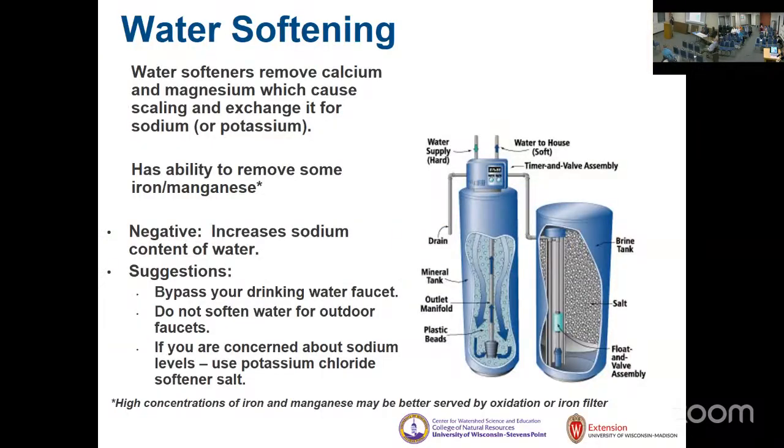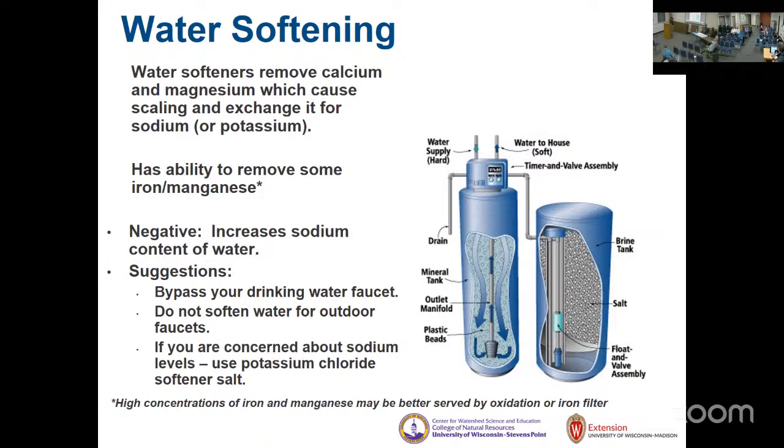Water softening can be very effective for removing hardness. It has some ability to also remove iron and manganese. But when it comes to iron and manganese, water softeners are not going to be as effective as other treatment for dealing with these elements. If we have small concentrations, this might be effective, but larger concentrations, we might be better served by installing some sort of oxidation or iron filter.